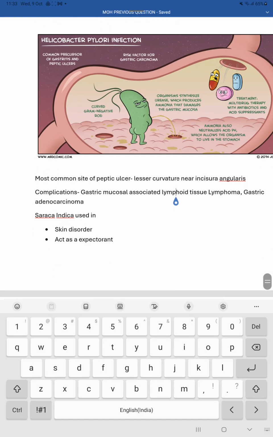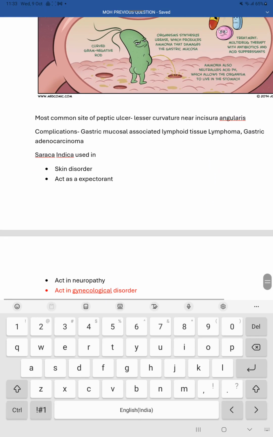The most common site where peptic ulcer happens is the lesser curvature of the stomach near the incisura angularis. This is the part where peptic ulcer is most commonly obtained.